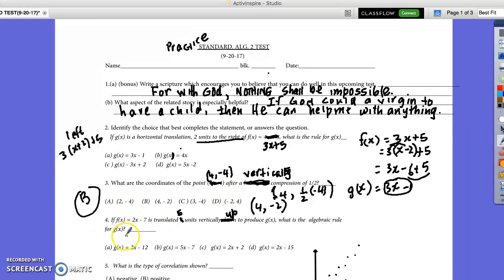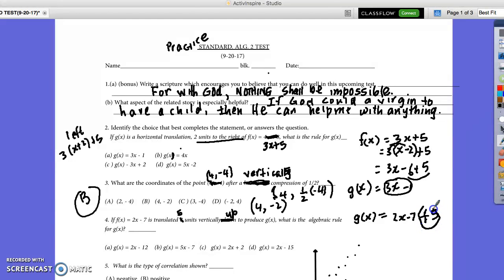how about this one, number 4? If f of x is 2x minus 7, and here we are translating 5 units vertically up to produce g of x. What is the algebraic rule for g of x? So g of x from this one is going to be 5 units up, and that's taking it just as is. So it's going to be whatever the f of x was, and now here it comes, plus 5.